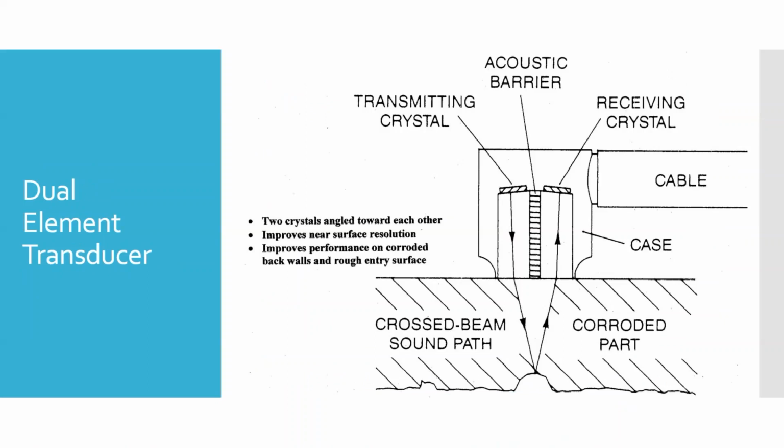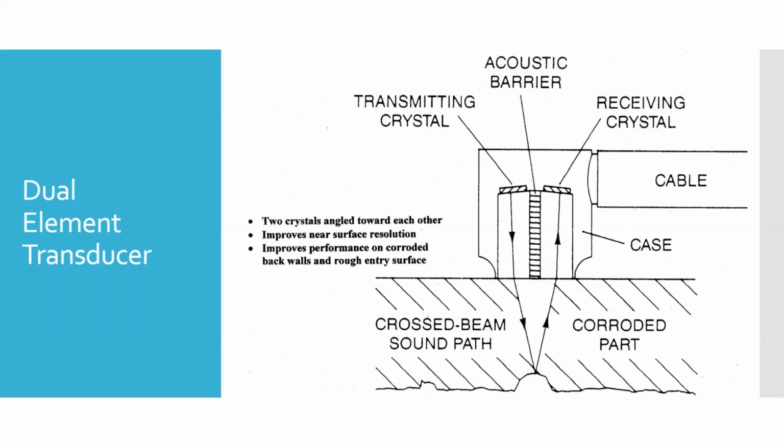Here's that dual element probe. And this is designed to try to eliminate some of that dead zone at the near surface. You can see in this case too, they're offset a little bit. There's a bit of a delay, what's called a delay line, built in there. Okay. And so it's good for finding near surface. It's also good for finding kind of irregular surfaces and that kind of thing.